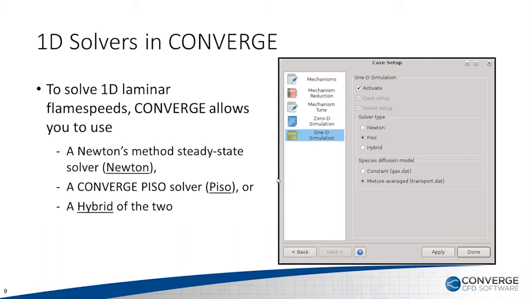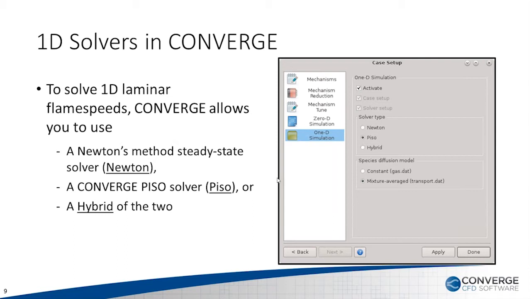There are 3 ways to solve this laminar flame speed in Converge. So first is a steady state. This is more commonly used by everybody. And the second one is the PISO solver. This is what we have developed inside of Converge. And then the third one is kind of hybrid. The idea is trying to combine both the steady solver and the PISO solver together to have better performance.